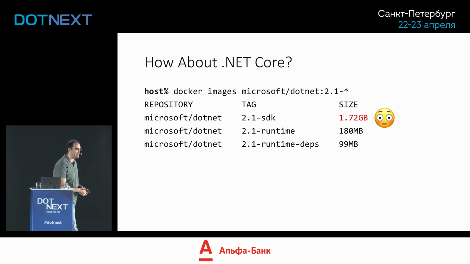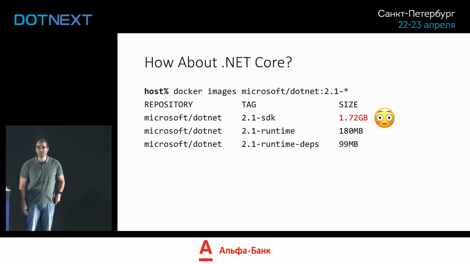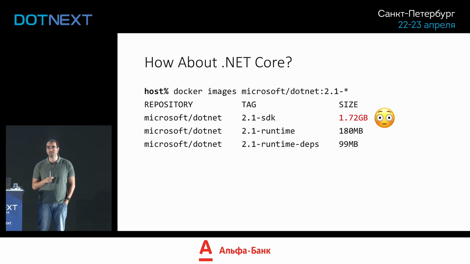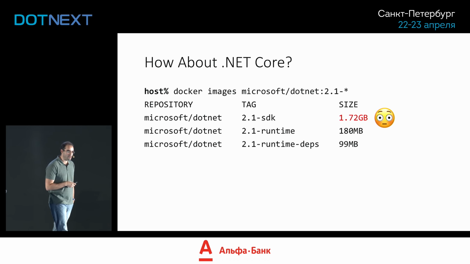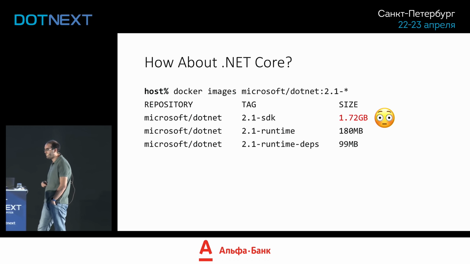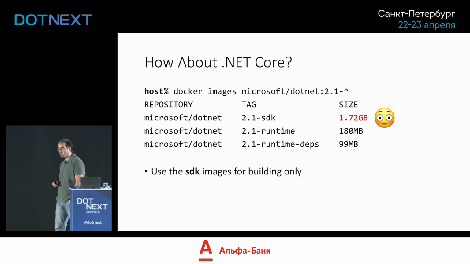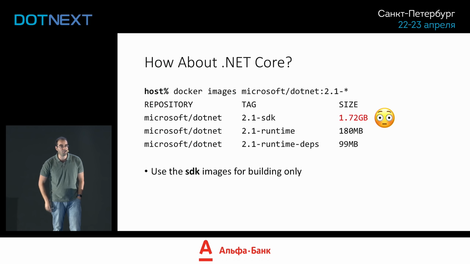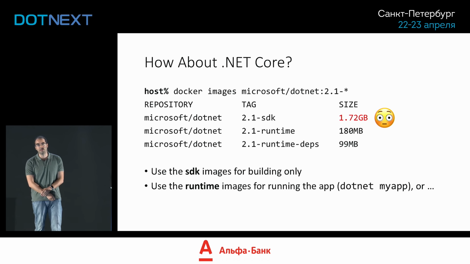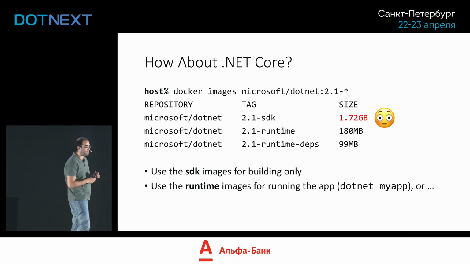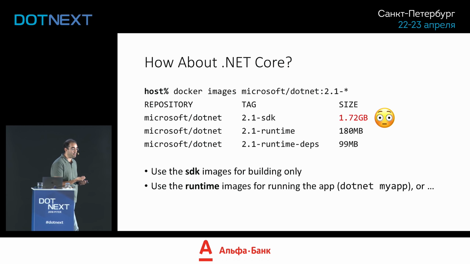So the .NET SDK image is 1.72 gigabytes, which is unfortunate. Then we have the runtime image and the runtime-deps image. What are these images, and why are they so different in size? The SDK image is the one you use for building. It has compilers and NuGet and a bunch of stuff inside that you need for building applications, which is why it's big.